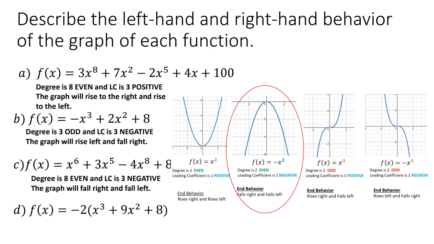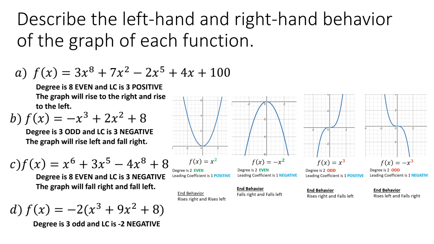But this value is not 1. They factored out a -2. So if I factor this -2 back in, the leading coefficient is a -2, hence it's negative, right? So I'm going to have an odd function with a leading coefficient of -2. So the end behavior of this is going to rise on the left, fall on the right, okay?